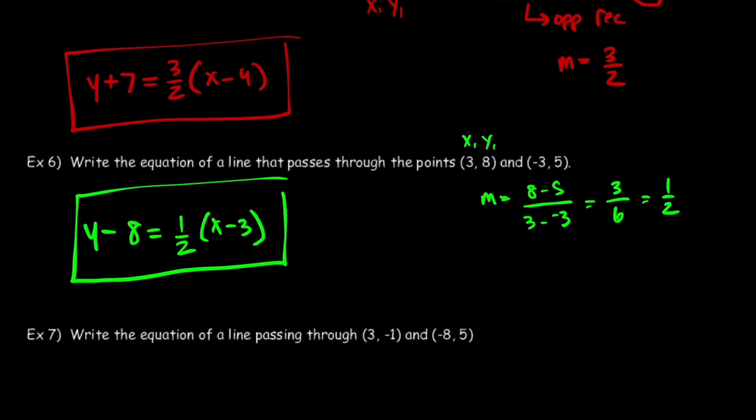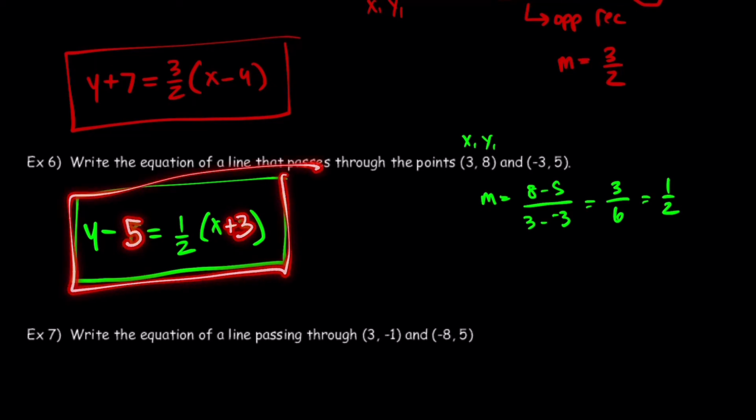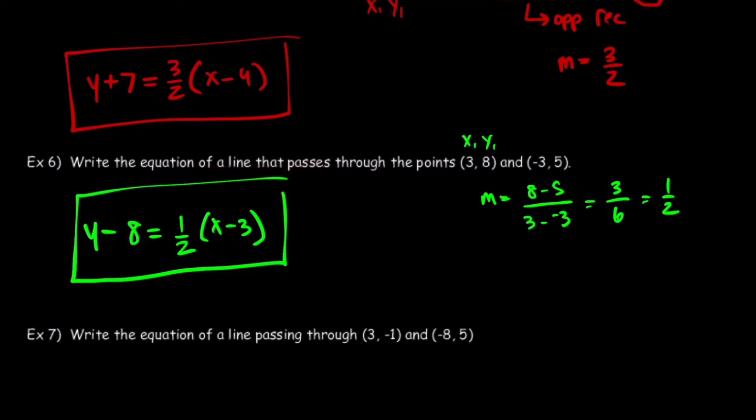There's another equation that would work. You could use this point here and put the 5 in here and the negative 3 in here, which would make that a plus 3. So what you see here would also work. I just used the first one.